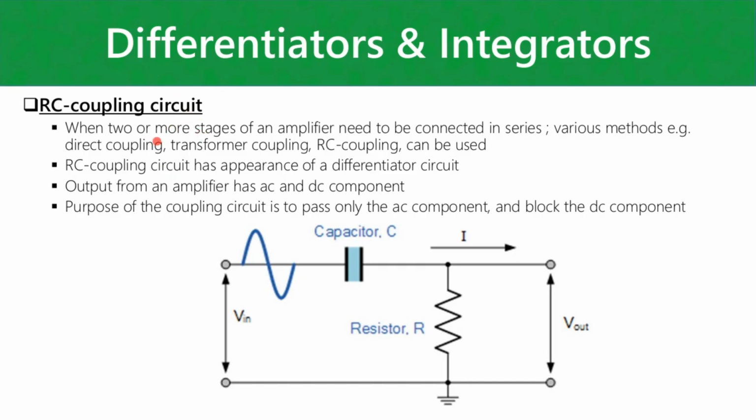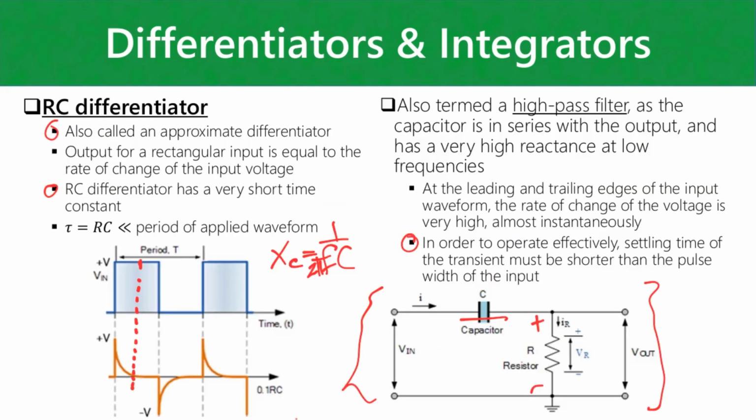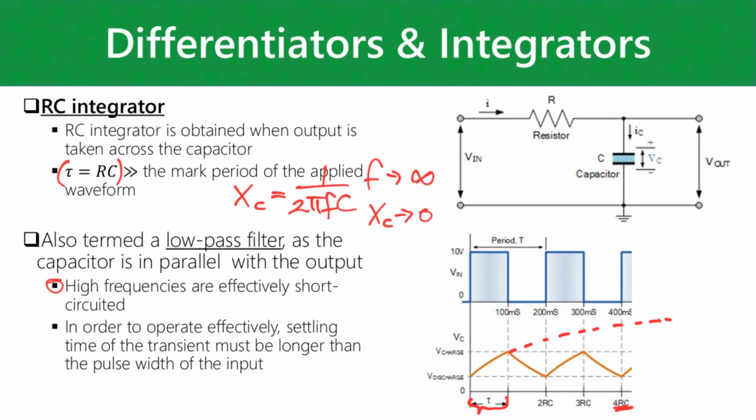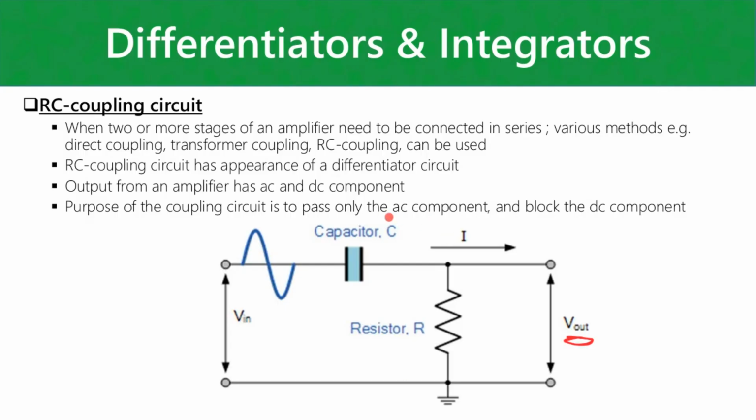Another circuit that we have is the RC coupling circuit. Again, take note, we are taking the output across the resistance here. This is a circuit typically used if we have two amplifier stages that need to be coupled to one another. Remember, in this configuration we are working with a high pass filter, so we want to block DC signals. We only want to pass the AC component of an input signal.